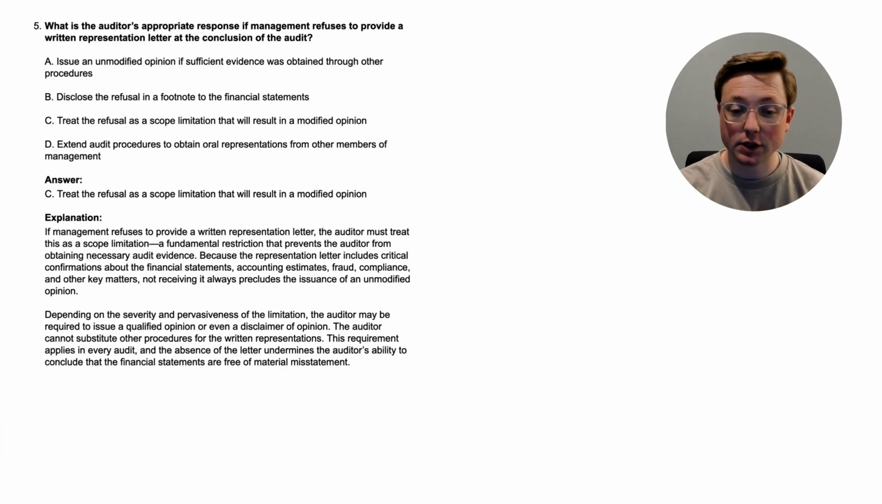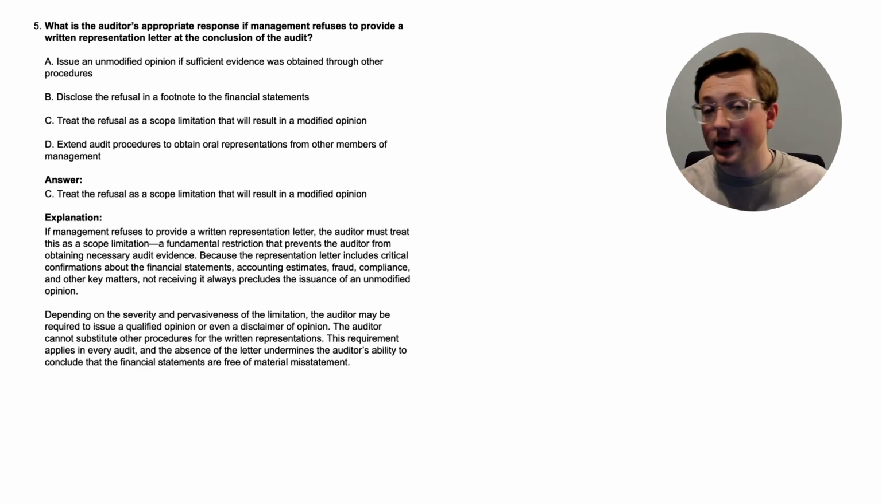If management refuses to provide a written representation letter, the auditor must treat this as a scope limitation, and we've kind of mentioned that in other videos, a fundamental restriction that prevents the auditor from obtaining necessary audit evidence. Because the representation letter includes critical confirmations about the financial statements, accounting estimates, fraud, compliance, and other key matters, not receiving it always precludes the issuance of an unmodified opinion, or essentially always leads to a modified opinion of some sort. Depending on the severity and pervasiveness of the limitation, the auditor may be required to issue a qualified opinion or even a disclaimer of opinion.